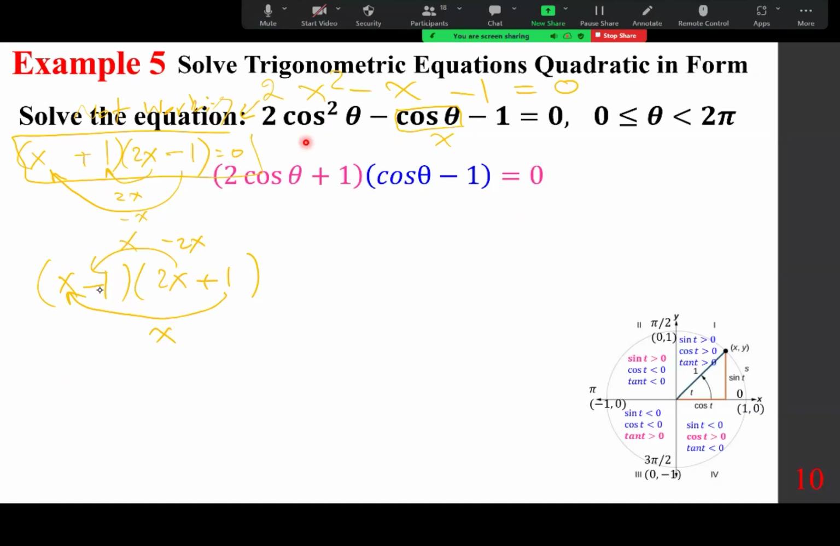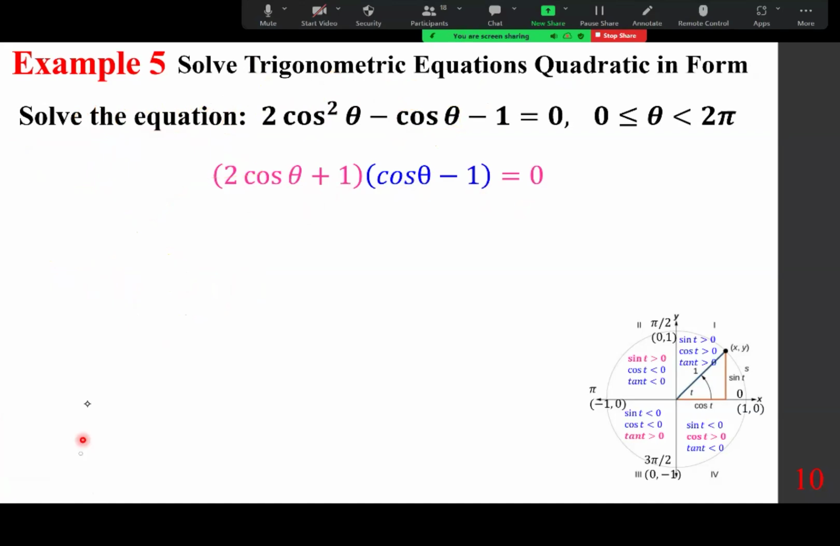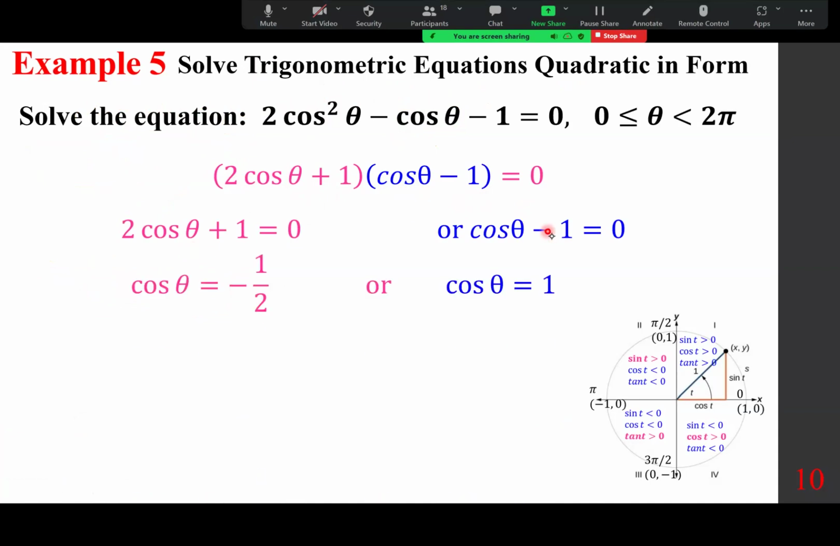So either this one, 2x plus 1, 2 cosine theta plus 1, x minus 1, cosine theta minus 1, right? You see that? Let me erase my work. So either this one is 0 or this one is 0. If this one is 0, cosine theta is negative 1/2. If this one is 0, cosine theta is 1.